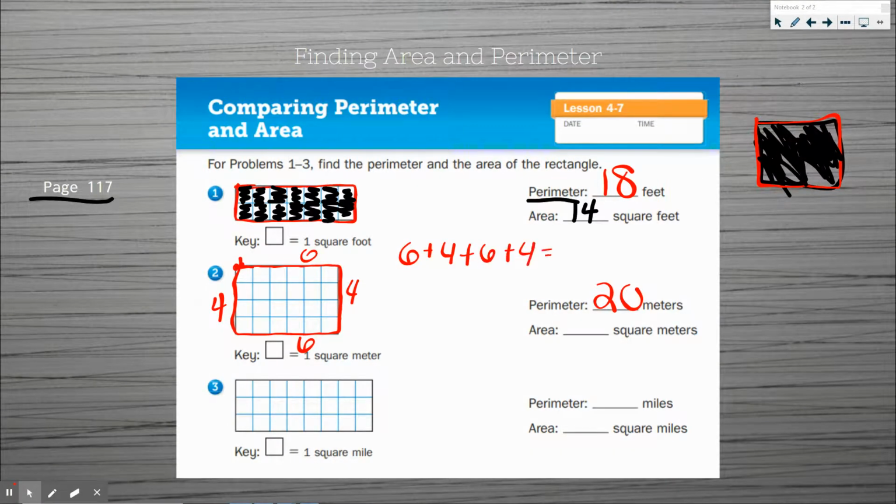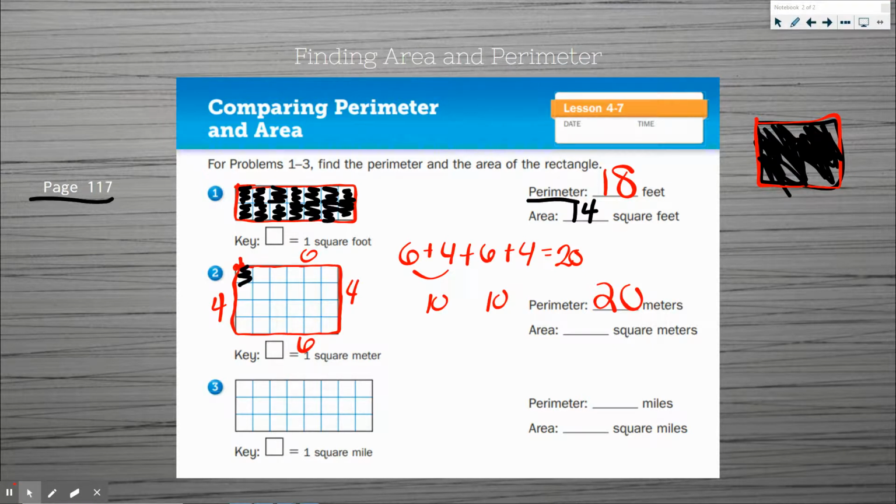And that does equal 20, because 6 plus 4 is 10, and then another 10 is 20. All right, I want you to count and see how many square meters are in this shape. So what is the area of this shape? You should have said 24.